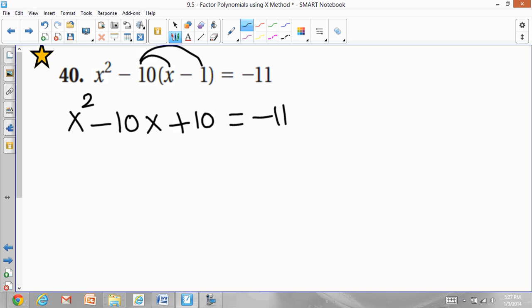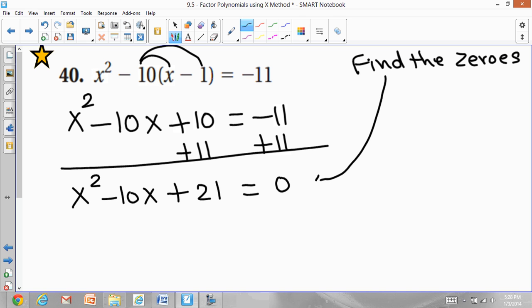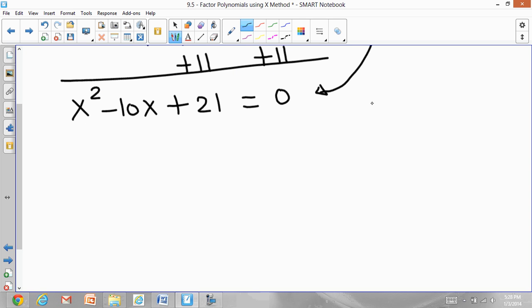So if you want to find the zeros, one side of the equation must be set up to a 0. So you need to bring this to the other side. So plus 11 on both sides, I can write the number below the number. This is going to give you x squared minus 10x plus 21 equals 0. So this is what finding the zero means. You need to set it up to a 0. So now you're going to factor the polynomial. The second step is factor the polynomial. To factor the polynomial, you're going to use the x method.